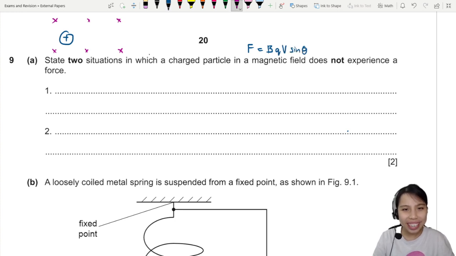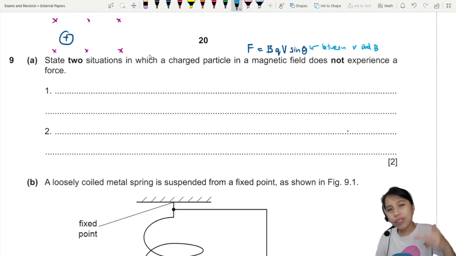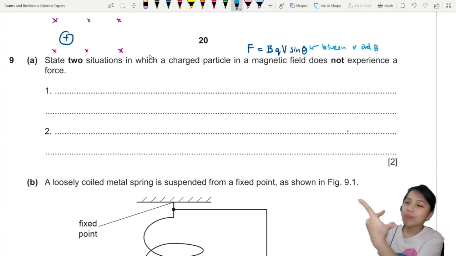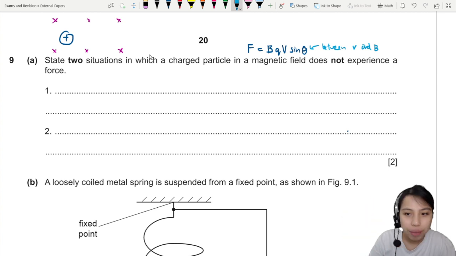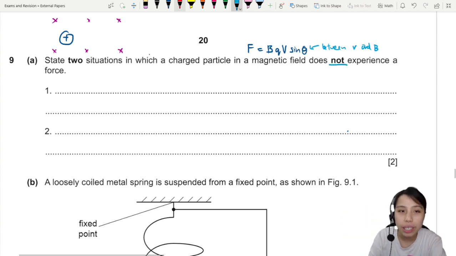And what is the theta? The theta generally is the angle between the direction of motion, velocity, and of course B as well. Usually theta is 90 degrees because you know Fleming's left hand rule, 90 degrees apart. Okay, but do you want to look for when it's not having a force?